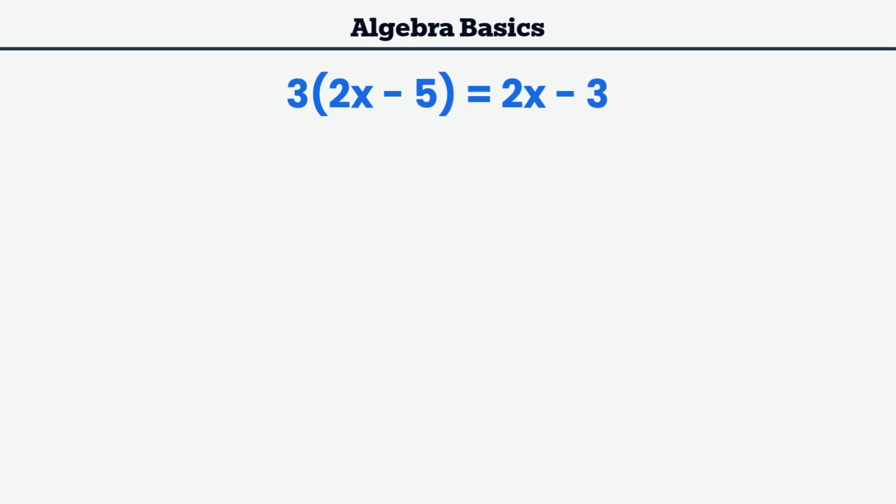Hey there, let's tackle another equation. This one has parentheses and variables on both sides. We are solving 3 times the quantity 2x minus 5 equals 2x minus 3. Let's go step by step.